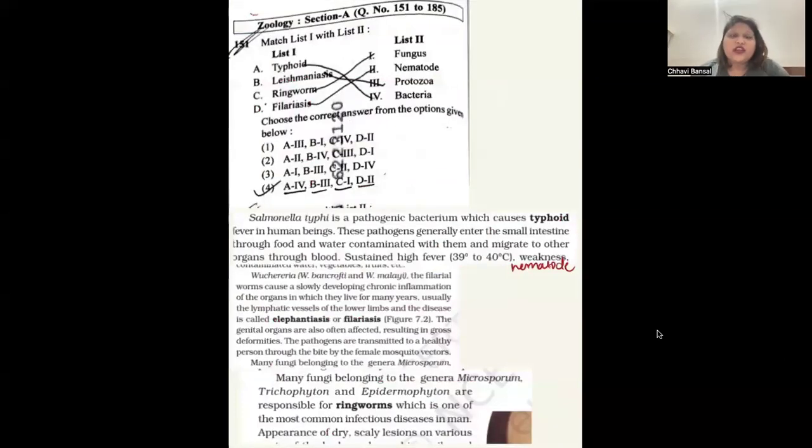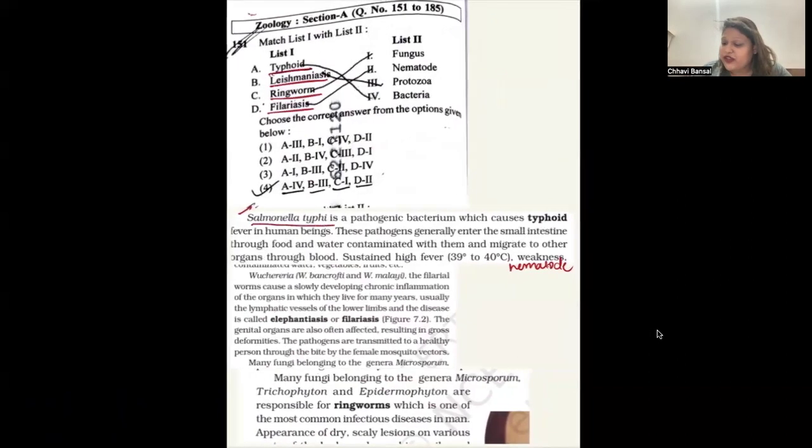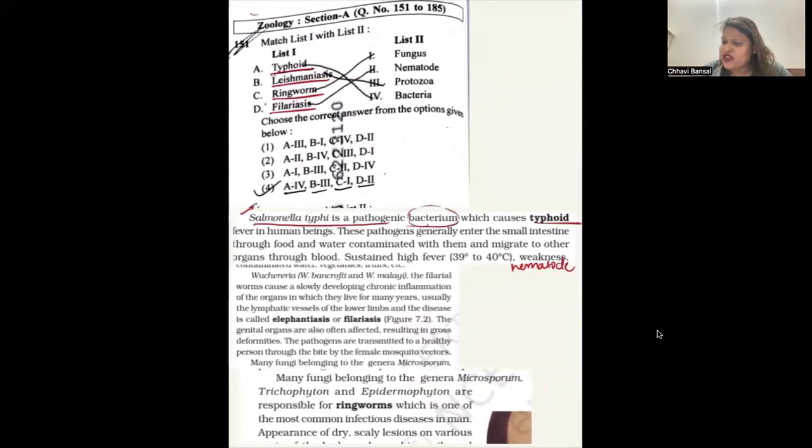The first question here is a match the following. In the match the following, we have the options typhoid, leishmaniasis, ringworm, and filariasis. And we have to tell what type of causative agent each one has. I have taken a screenshot from NCERT which says Salmonella typhi is a bacterium which causes typhoid, right? So for typhoid, I can say it's bacteria.